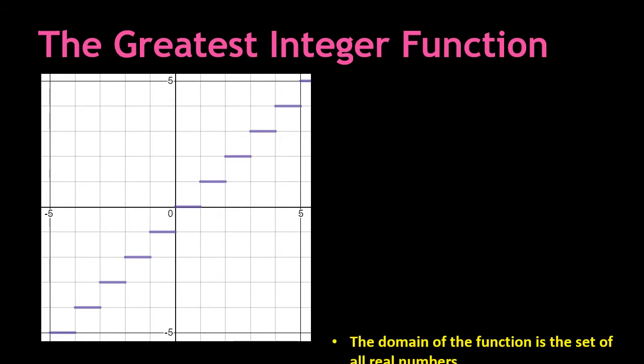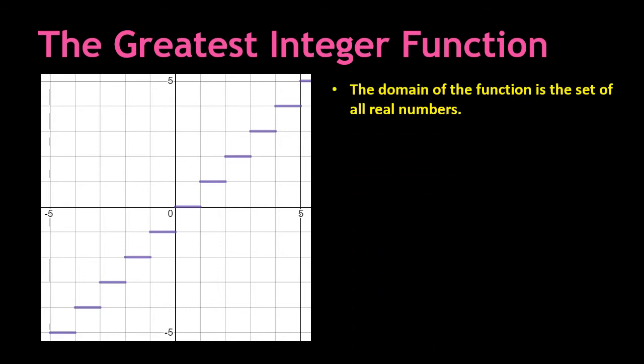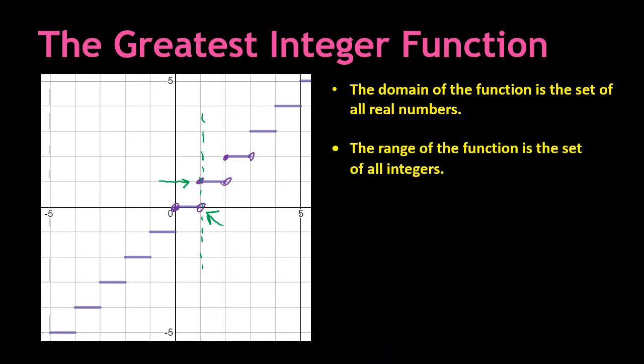When you look at the graph of the greatest integer function, the domain is the set of all real numbers. Because of the way this works out on the graph, if you draw a vertical line, this function actually passes the vertical line test, because right here we include the value, but right here that value is not included. So every x value from negative infinity to positive infinity is included in this function. The range is just a set of integers, so 1, 2, 3, 4, -1, -2, and so on.